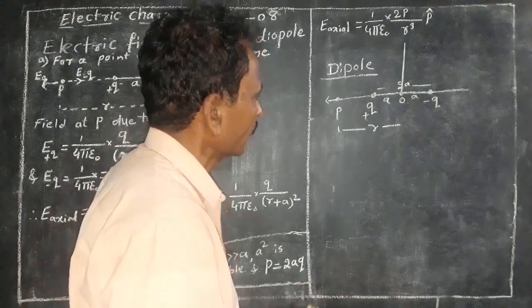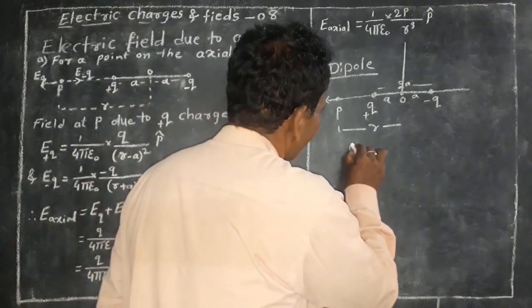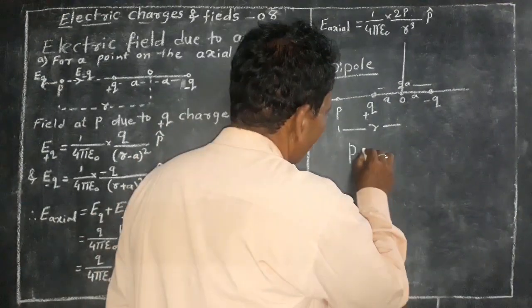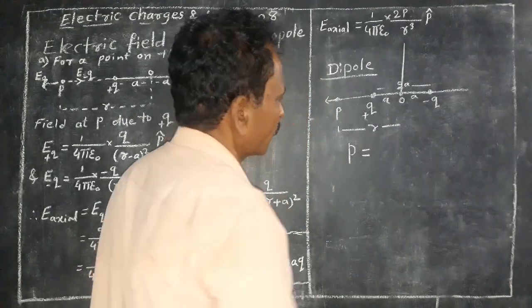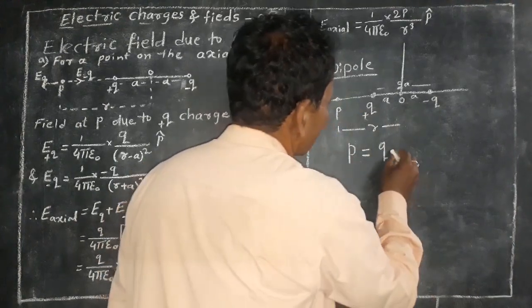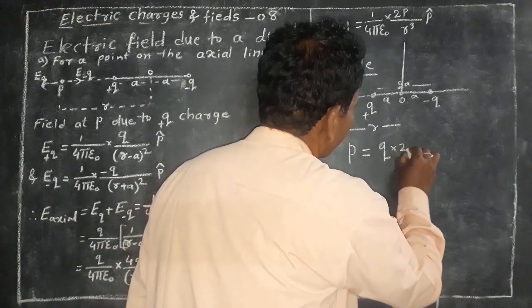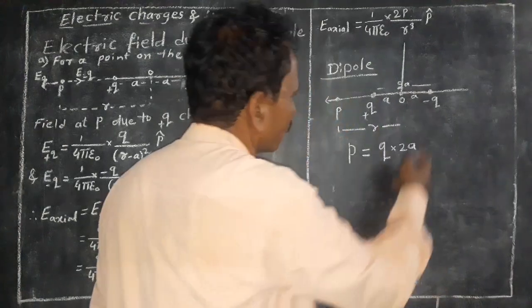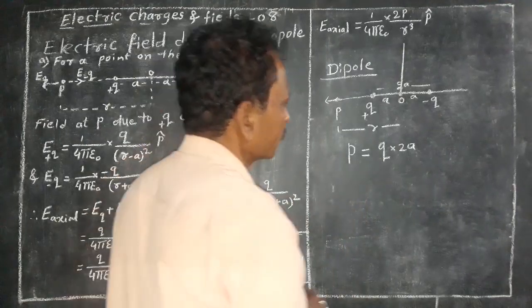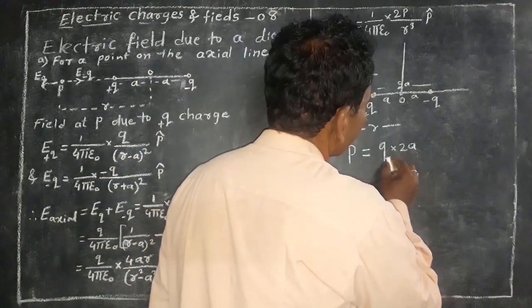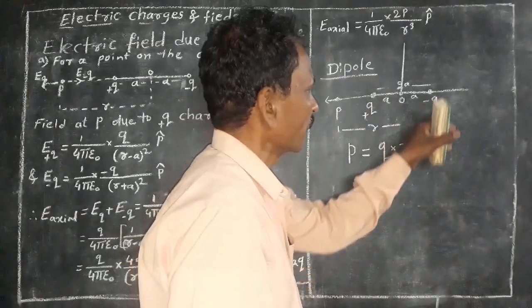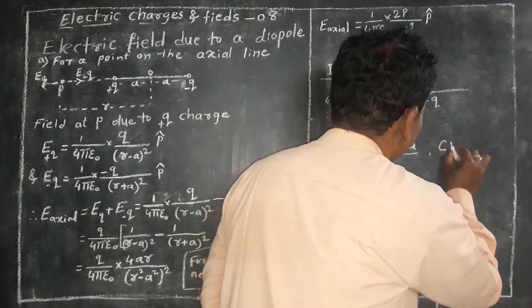And here is another quantity, that is dipole moment. Dipole moment is denoted by P, and it is defined as the product of the magnitude of either of the charges and the dipole length. Here 2a is called the dipole length, and the SI unit of dipole moment is coulomb meter, where 2a is the distance between the two charges, in meters.